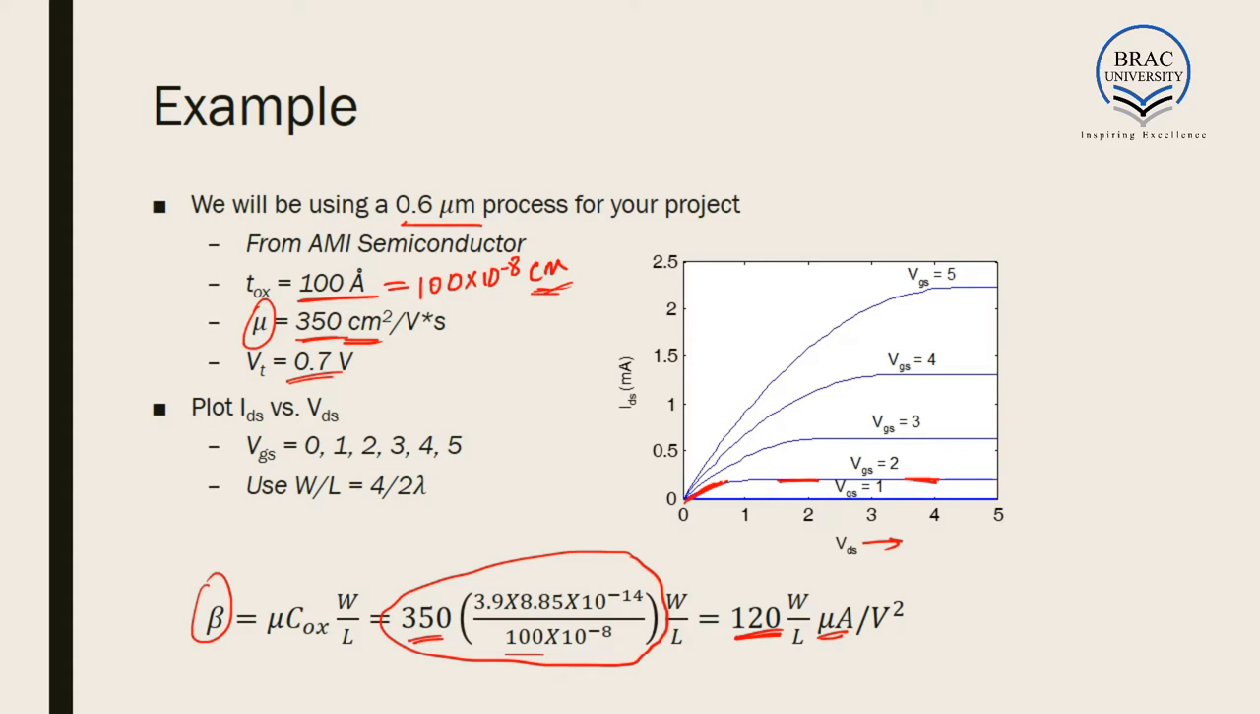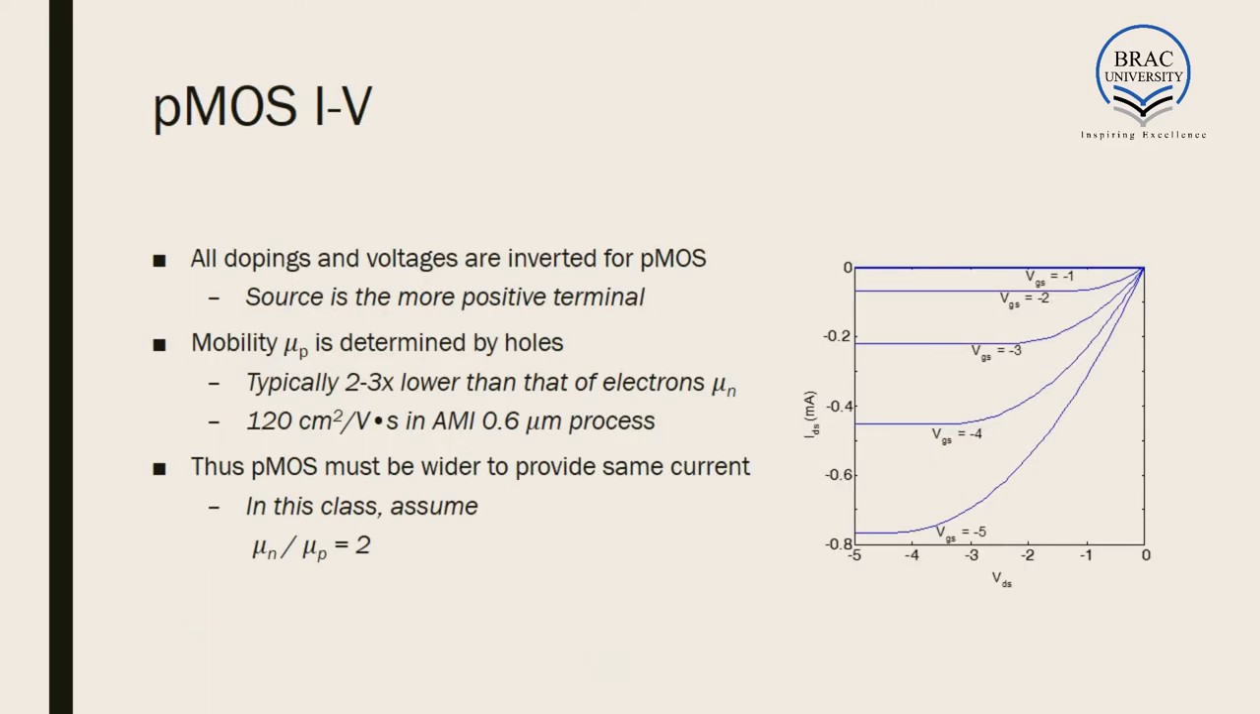Now, using these parameters, if we increase the VDS, we can draw the cutoff region, the linear region, and the saturation region for different values of VDS. And the curve will look something like this. Now, if we consider the PMOS, the opposite phenomenon happens. Here, the curve is similar.